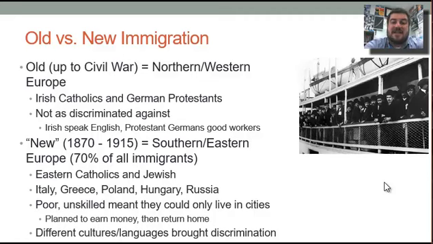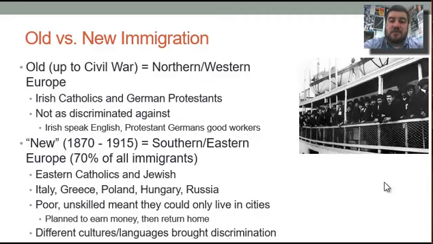Well, up until the Civil War, including the founding of our nation until the Civil War, the majority of the immigrants were coming from Northern and Western Europe, such as Irish Catholics and German Protestants. These people aren't as discriminated against because Irish speak English just like we do, and Protestant Germans turn out to be very, very good workers as a whole, as a stereotype, so they're not as discriminated against.